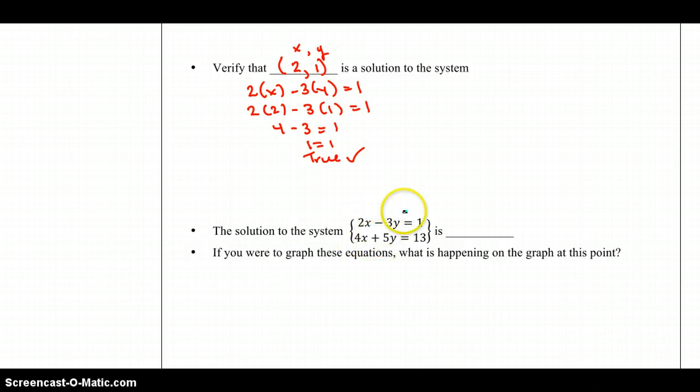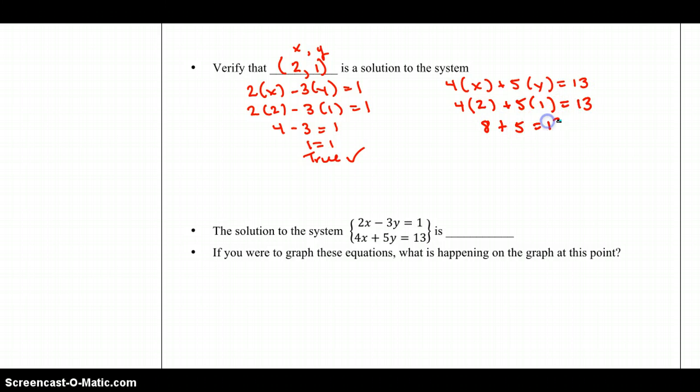Okay, but to be a solution to the system, it does have to work in all of the equations in the system. So we're going to try the second equation. So again, we're going to substitute 2 for x and 1 for y. And we get 8 plus 5 equals 13. So 13 does equal 13. So again, we have an ordered pair that made the second equation true, and the first. So the solution to the system is this ordered pair. Okay, this ordered pair makes both equations in the system true.